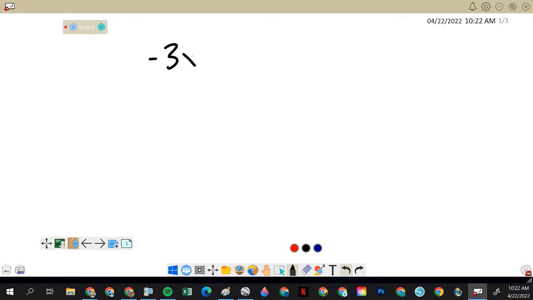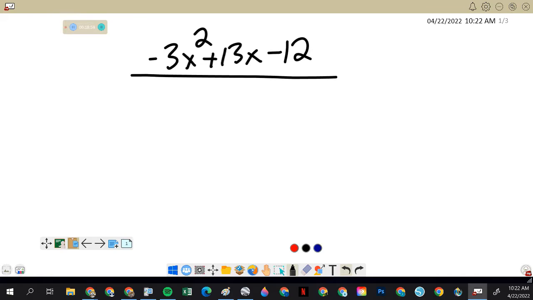Okay. So negative 3x squared plus 13x minus 12 over x to the third minus 4x squared plus 4x. I pull out an x, and I get x squared minus 4x plus 4. Two numbers that multiply to be 4 that add to be negative 4 would be negative 2 and negative 2. So I get this.